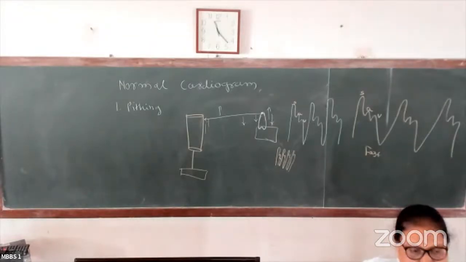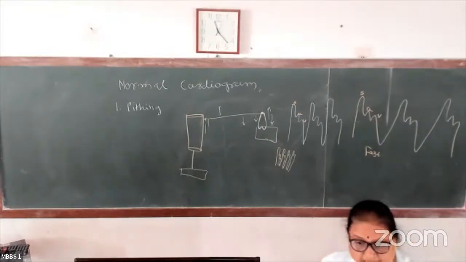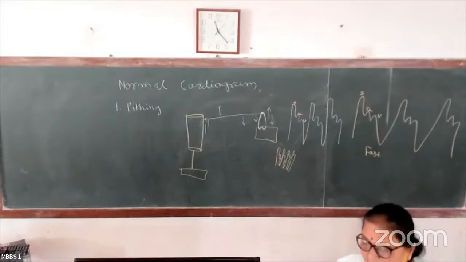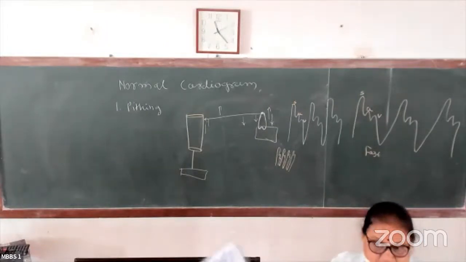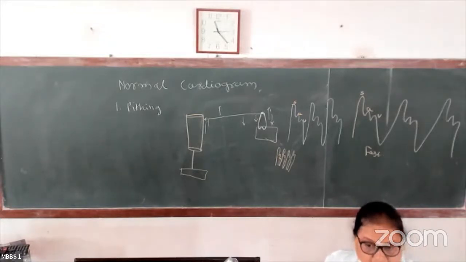What is a pacemaker? Where there is a generation of the cardiac impulse, that part is called the pacemaker. Second question, which is the pacemaker in the human heart? The SA node is the pacemaker in the human heart.